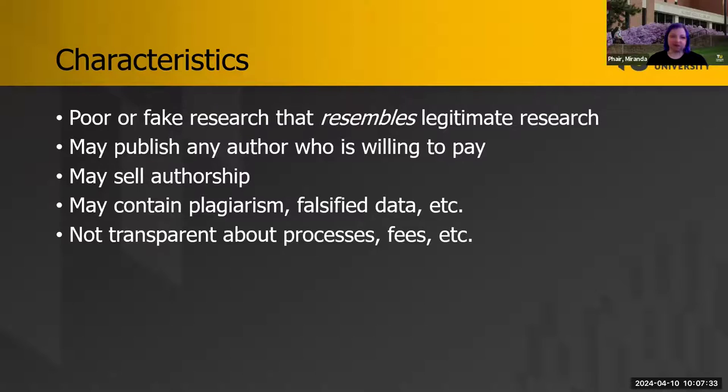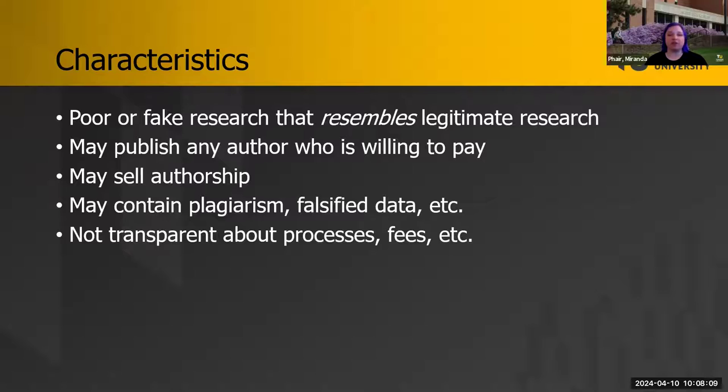Generally, what this boils down to is that the characteristic of something like this is that it's either poor research or it might be fake research, but it resembles legitimate research. So it might have all of the formatting of the journals. They might have an ISSN, or say they have an ISSN. A lot of times they'll list an impact factor. They'll say they're indexed in all of these places. They'll have a name that sounds like it would be the name of a journal, or it sounds very similar to a well-respected journal in that field.